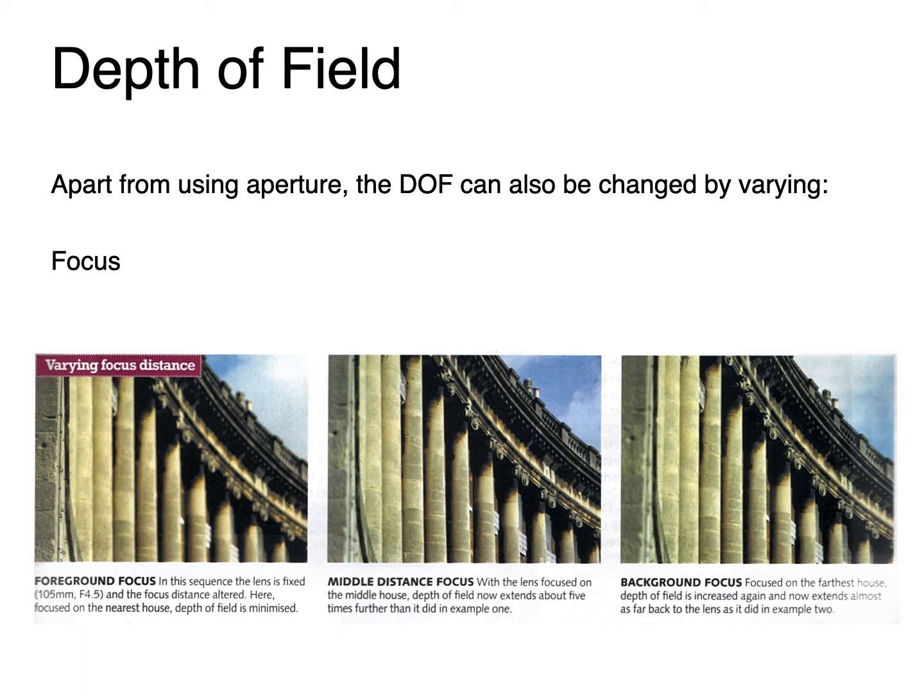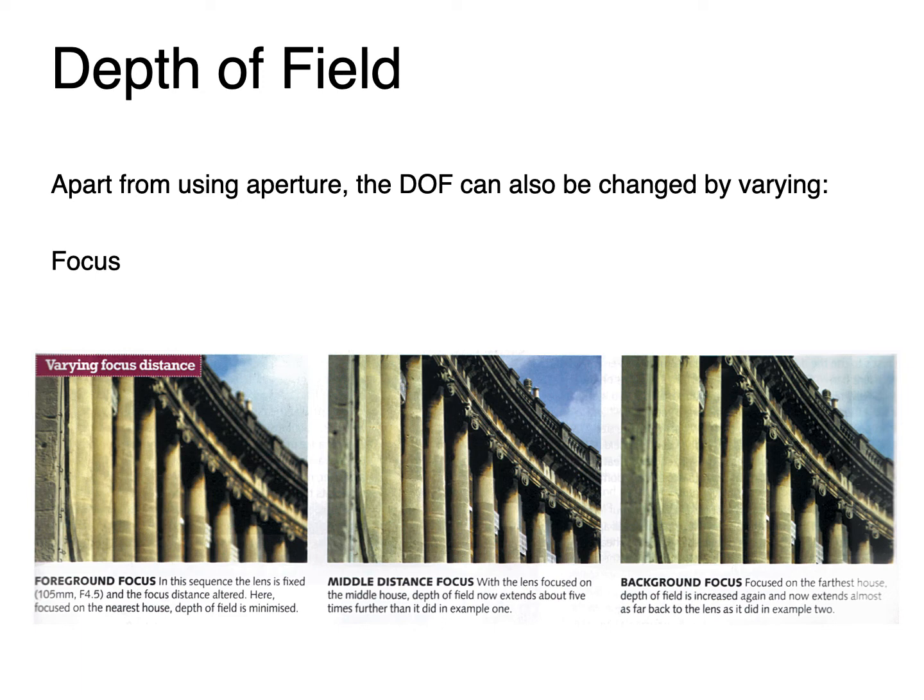In the middle image, the lens is focused on the middle house, and the depth of field now extends about 5 times further than it did in example 1. You see here the background is in focus, a deep depth of field again. So even with the focus we can achieve this depth of field.